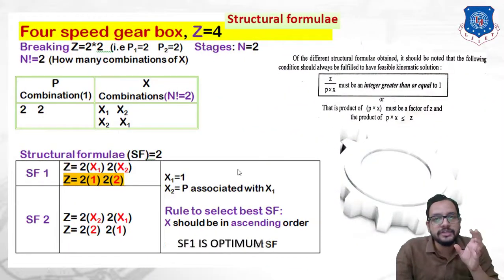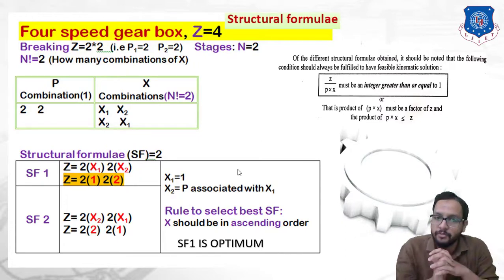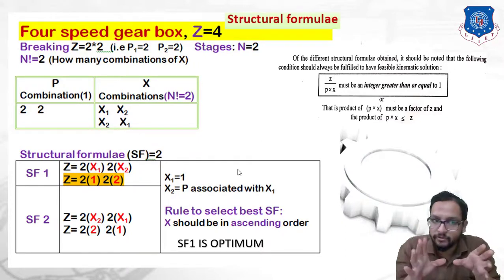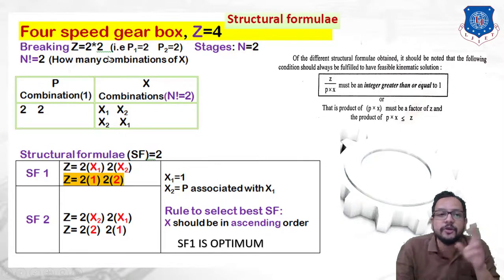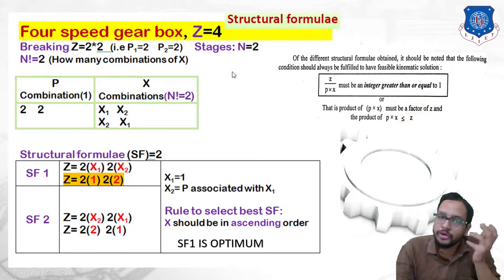So we are going to see a structural formula. Let us consider an example of a 4-speed gearbox in which Z is equal to 4. Breaking this equation, we can write it as Z is equal to 2 into 2, indicating P1 is equal to 2 and P2 is equal to 2. Now how many stages would there be? We would say 2 raised to 1 into 2 raised to 1. So 1 plus 1, we add the powers. So the number of stages N is equal to 2.